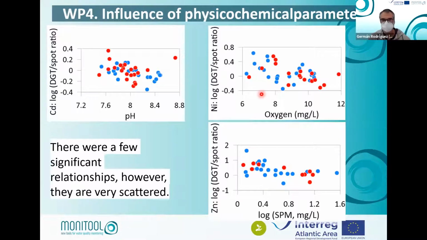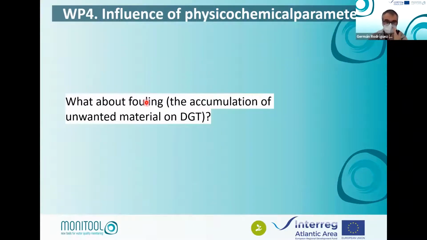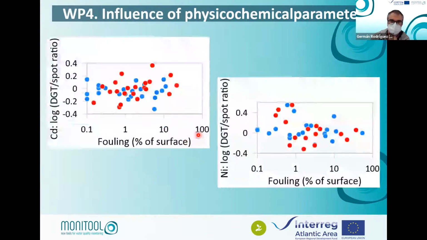Okay, well, what about the following? The following is the accumulation of unbound material on the DGT, fouling, that can influence the capacity of the DGT for measuring metals. Okay, and again, I show here on the x-axis the percentage of surface affected by fouling after the exposure time.